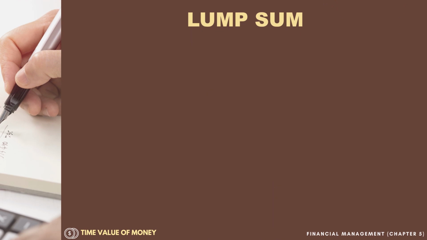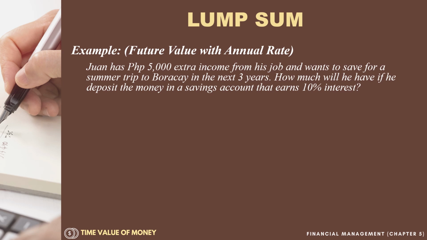Now let's have an example of a lump sum computation. In this example, we will be having the future value with annual rate. The problem is, Juan has 5,000 extra income from his job and wants to save for a summer trip to Boracay in the next 3 years. Now from here, next 3 years, we can already say that we are looking for the future value of the 5,000 pesos. Then how much will he have if he deposits the money in a savings account that earns 10% interest annually?